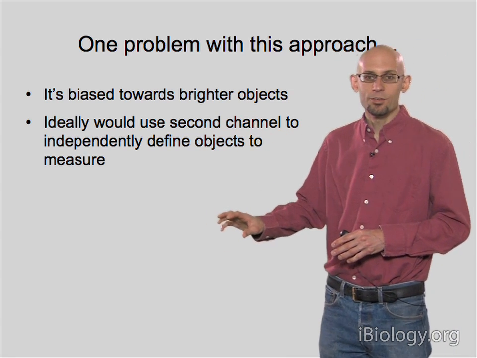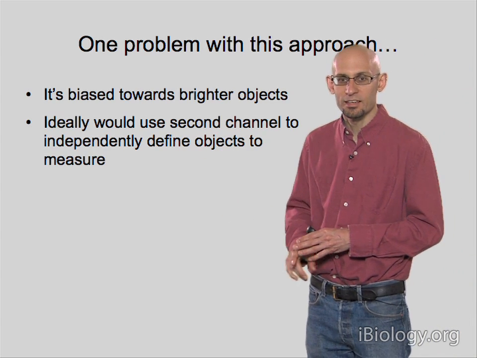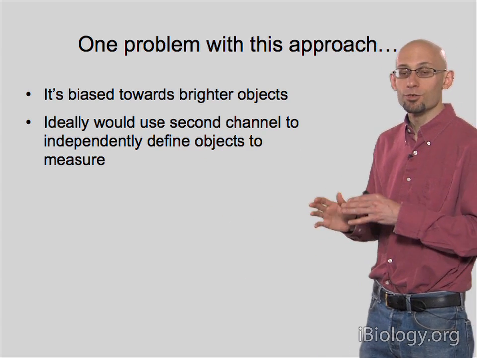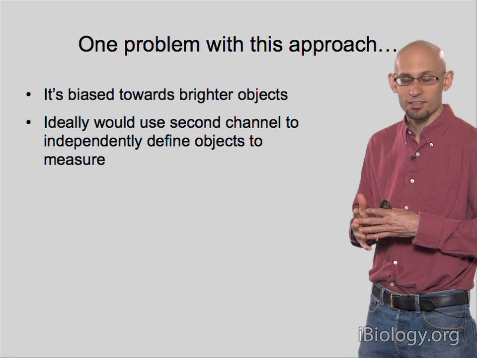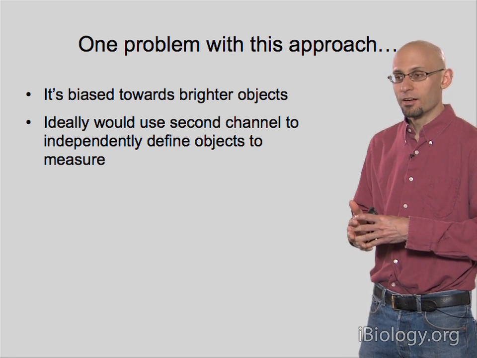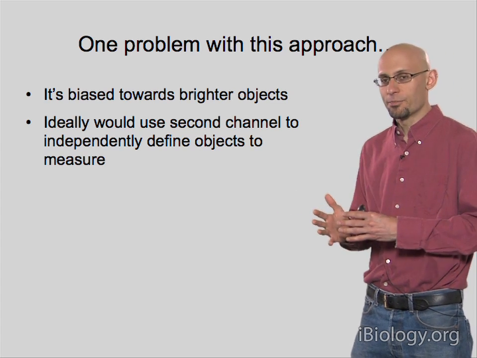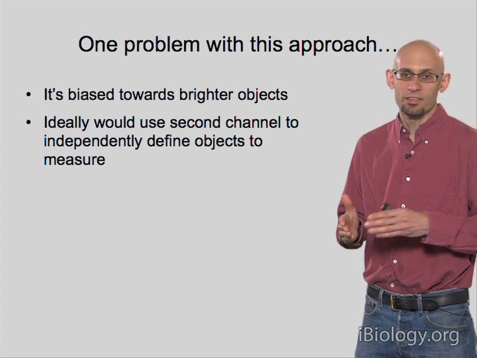Ideally, you'd like to use a second channel you're not quantifying on to independently define the objects to measure. The idea here is you'd have some channel that uniformly labeled all your objects to detect, independent of the thing you wanted to measure, so that you could, in a rigorous and unbiased fashion, pick out all the objects. Then inside those objects that you detected, you would just quantify this other signal.